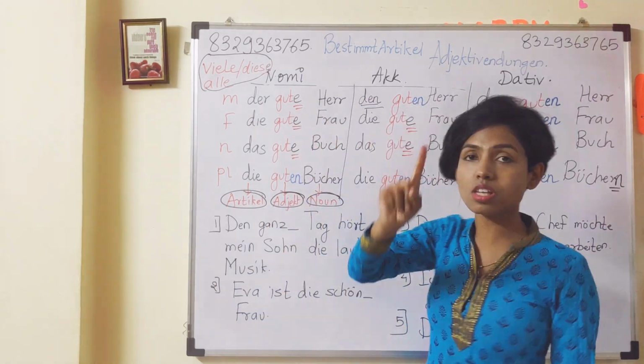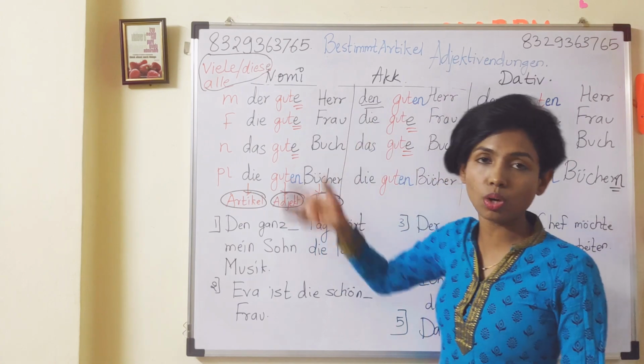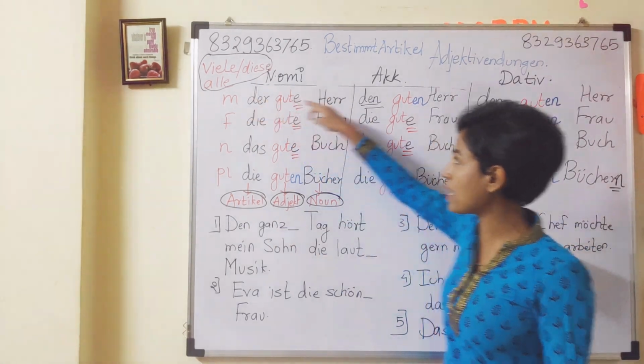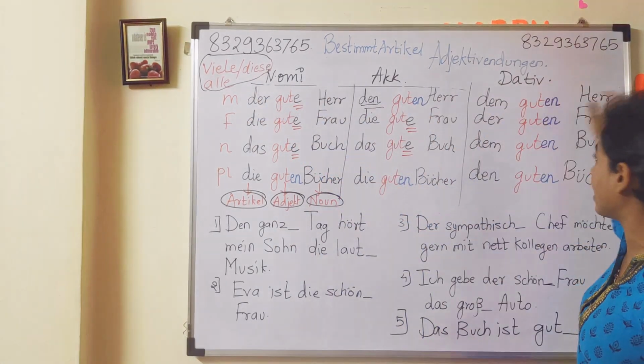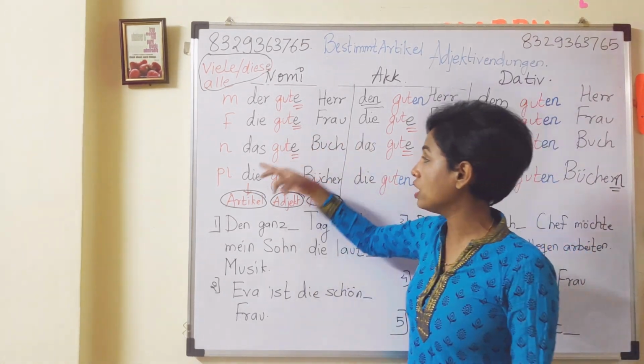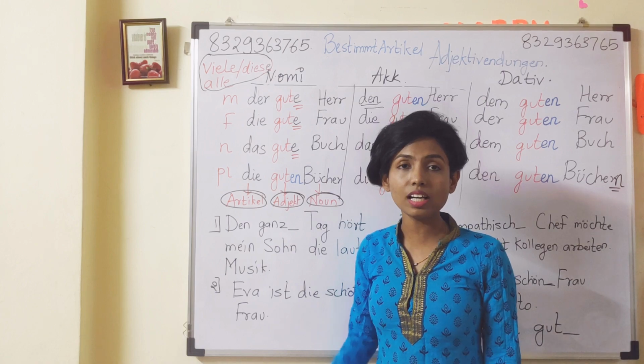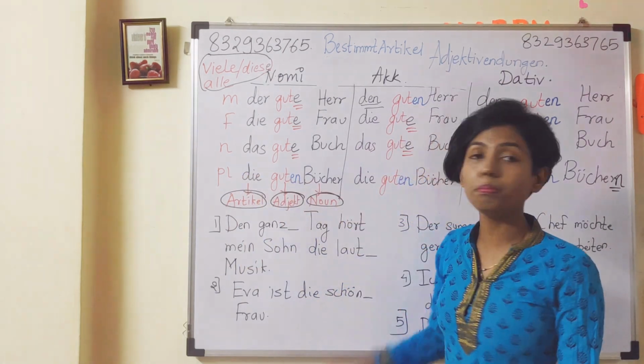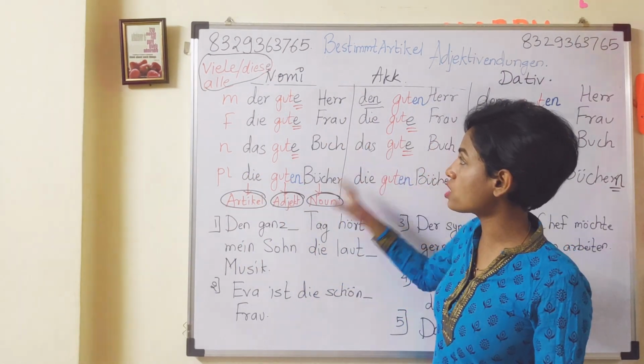Once only write it. Same word, write it for the whole chart. Herr. So, for the whole masculine line, I have written Herr, Herr, Herr. For F, you can write Frau, for feminine. For neutral, you can write Buch, book. And for plural, Bücher I have written. So, this is your chart.